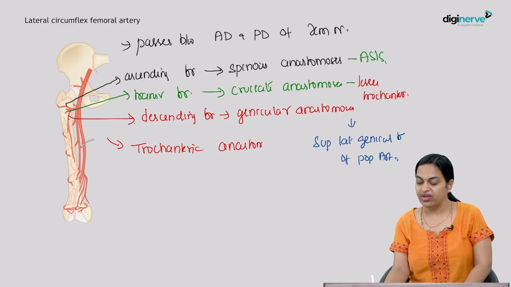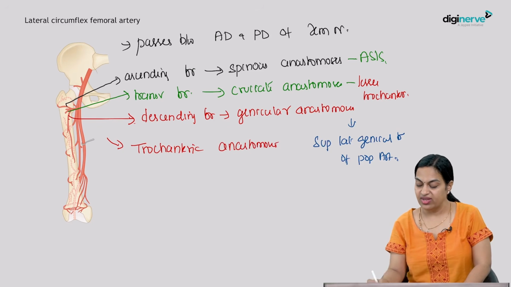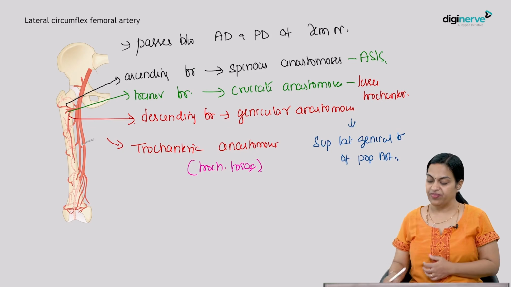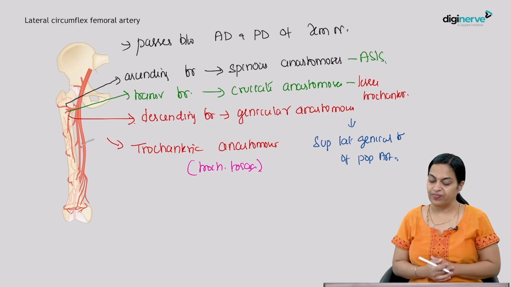This trochanteric anastomosis, you can see it in the trochanteric fossa. No worries, we'll be talking about these anastomoses again, okay? The later part of the session.